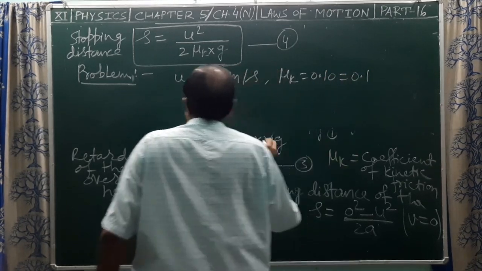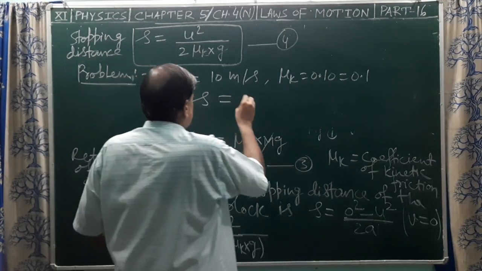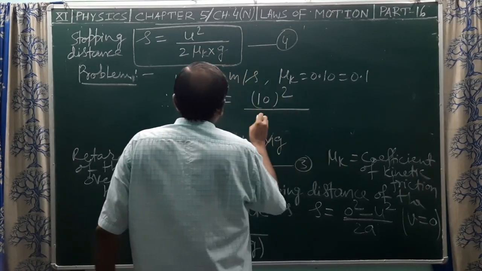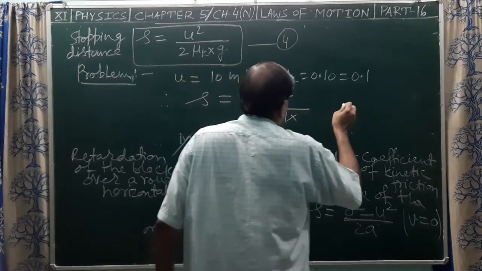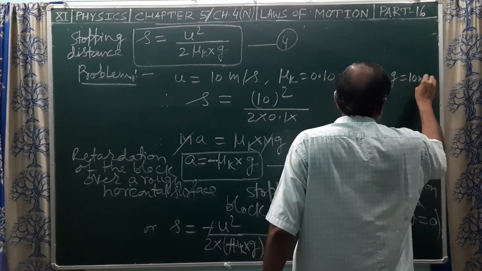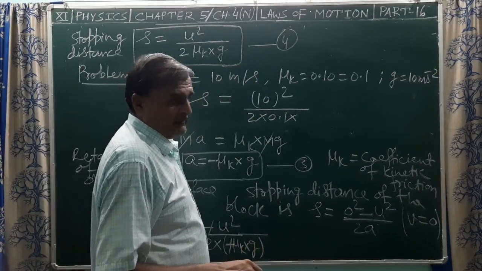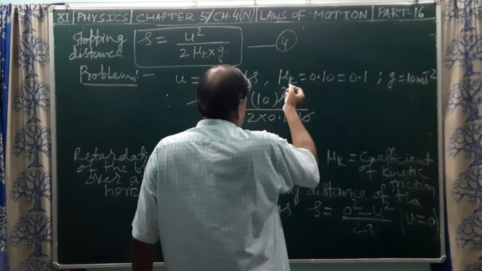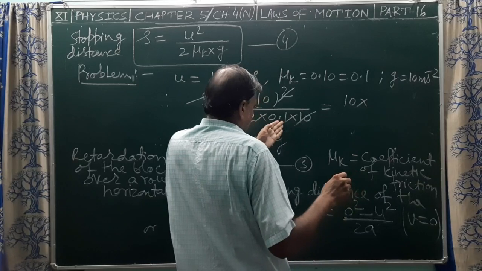Therefore the stopping distance of the block on the rough horizontal surface will be u square, that is 10 meter per second square, upon 2 multiplied by mu k, given 0.1, multiplied by g, given in this problem 10 meter per second square in place of 9.8. 9.8 meter per second square is approximately 10 meter per second square. In this problem it is given acceleration due to gravity at that place is 10 meter per second square. So g is 10, 10 square cancelled, 10 remains in the numerator, and 10 multiplied by 0.1 in the denominator.